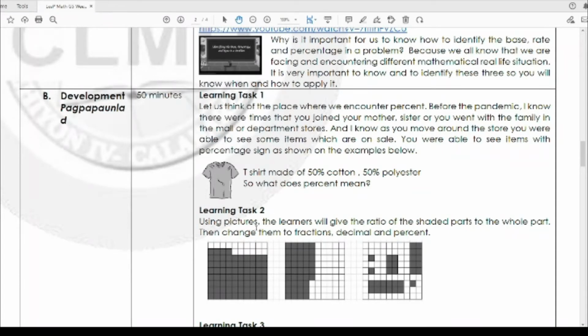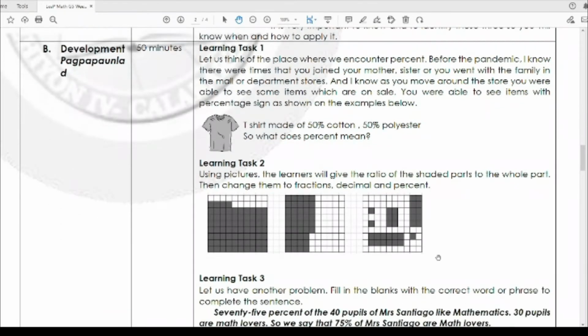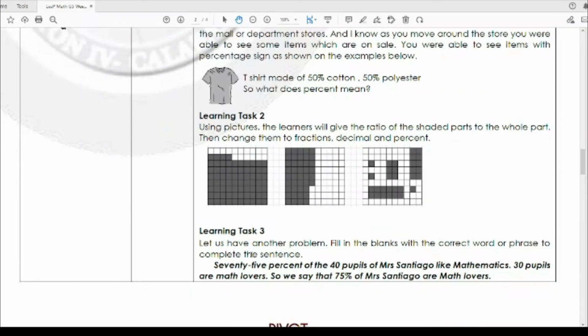Using pictures, the learner will give the ratio of the shaded part to the whole part, then change them to fractions, decimals, and percent. So our first figure, you will write below the fractional equivalent, the decimal, and percent. So these three figures have three answers. Learning task 3. Let us have another problem.